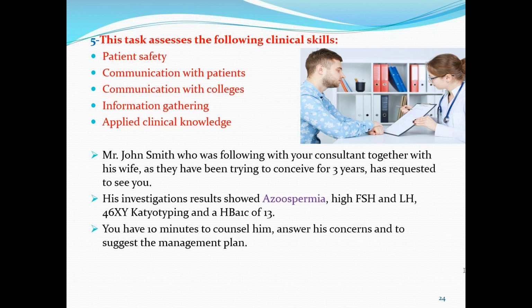From the brain there are hormones that stimulate your testis to secrete hormones. But as your testis is not working, these hormones are higher. That's why these hormones are high. And also your karyotyping result is 46XY, so it is normal. And your HbA1c, which shows whether you are diabetic or not, is 13. That is also normal. Okay. Clear?